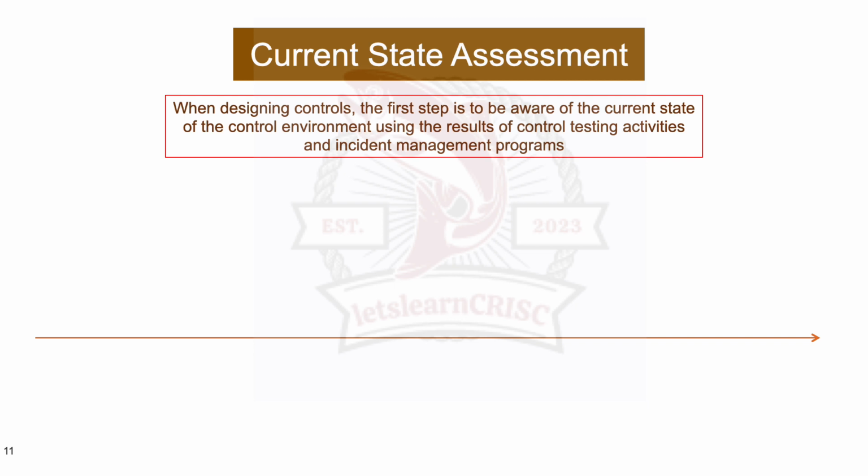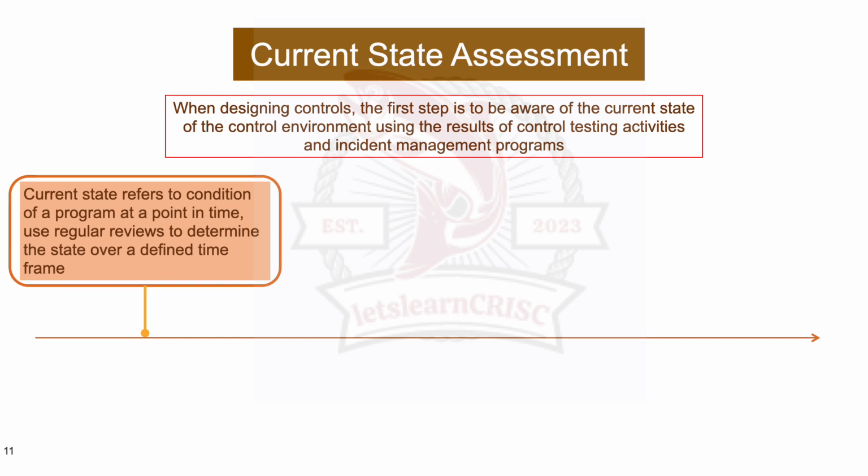Right? Friends, simultaneously, insight from the incident management program contributes valuable information to the assessment of the control environment. So friends, by combining the results of control testing activities with the observations from the incident management program, the risk practitioner forms a comprehensive understanding of the current state of the control environment. Right? So this knowledge forms the foundation of thoughtful and targeted design of controls, ensuring that they are tailored to the organization's specific risks and challenges. The iterative nature of the process allows continuous improvement, adapting controls to evolving threats and maintaining a proactive stance in managing IT risk.